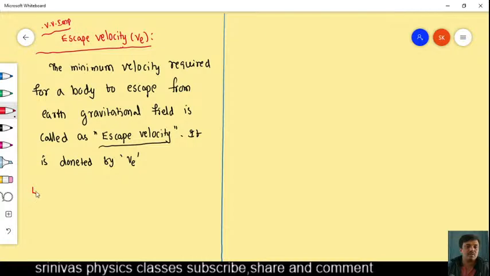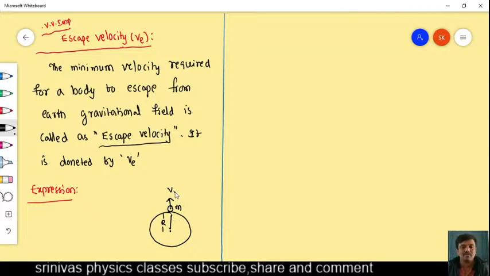And now I am going to derive the formula for the escape velocity expression, and on what factors the escape velocity depends. Now you see here, this is the Earth, and the Earth has the radius capital R. I want to throw one object whose mass is small m, with a certain velocity v.